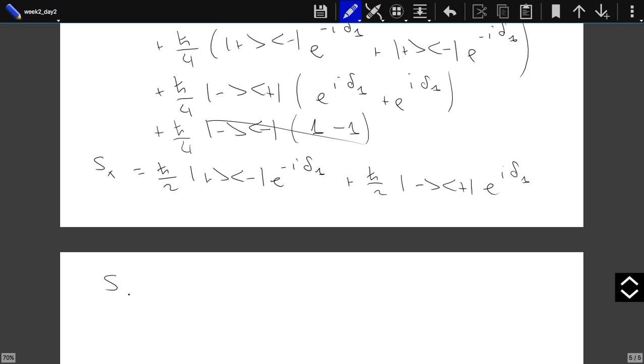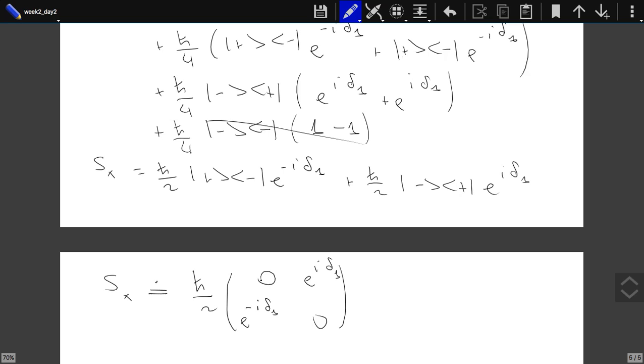Then we can write the matrix corresponding to this operator in our two-dimensional Hilbert space. Well, there is h bar over 2, which is common. So this is e to the power i delta 1. Here I have e to the power minus i delta 1, 0, 0.